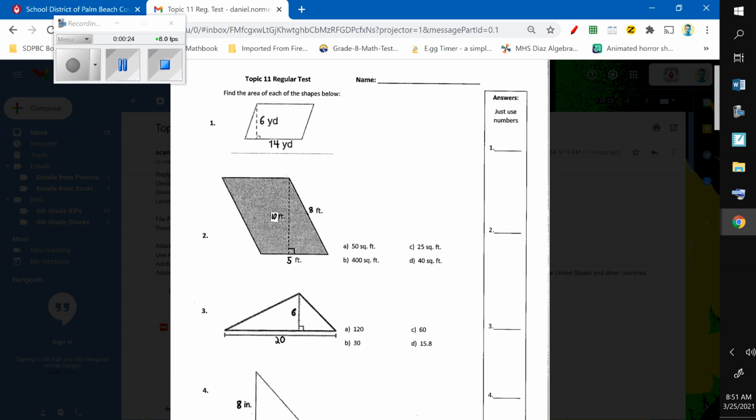The formulas are in yesterday's study guide on how to find the areas. So if you don't remember and you don't have the sheet that we did yesterday, then just go back to yesterday's agenda, click on the study guide, and then you'll see what I'm talking about.